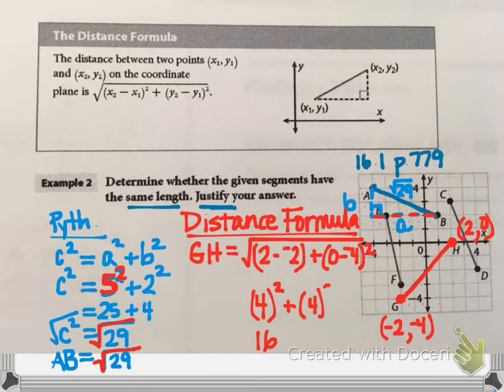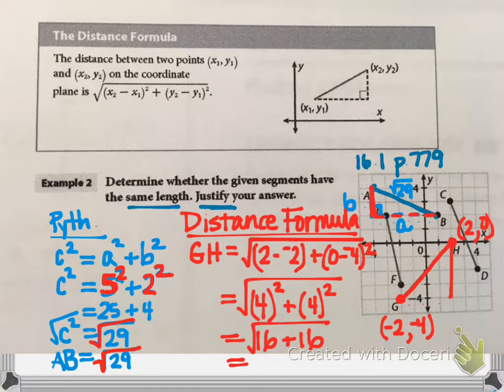The formula says we're going to square it just like we did over here. We figured out how far up and down that side went. It went up 2. Well, this one goes up 4, and you square it. Eventually, we're going to take the square root. 4 squared is 16 again. All right, well, what's 16 plus 16? It's 32. Well, hey, square root of 32.